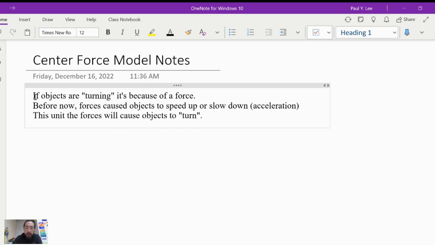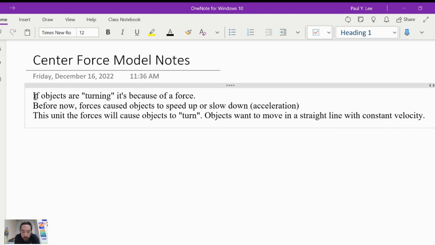Now, this big idea here is objects want to move in a straight line with constant velocity. So this is one of Newton's laws. Okay, so now we can actually define this law. Newton's first law says that an object in motion wants to stay in motion. Okay, so basically, an object with constant velocity wants to have constant velocity unless there's an outside force, and that outside force will cause the object to speed up or slow down. So now we're adding to that definition. An object in motion wants to stay in motion unless there's an outside force, and that outside force can either cause it to speed up, to slow down, or to have a change in direction.